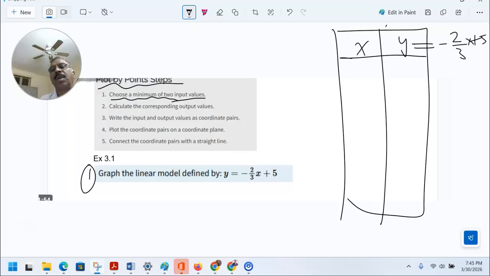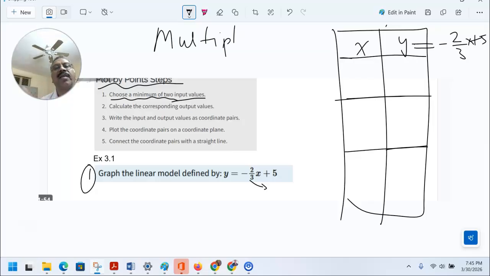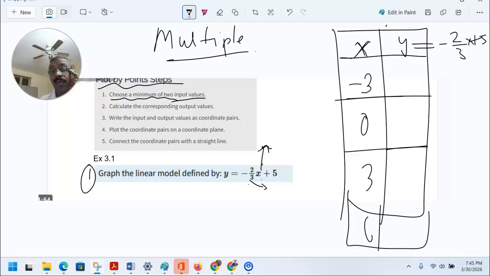You have to have at least two, but I'll take 3 points, and you can see there is a 3 at the bottom here. So the best thing is to take multiples of three, so you don't want a fraction to be there. This is the equation, and I need to plug in some x. The best bet is I will plug in -3, 0, 3, and I could also put 6, because these all are multiples of three.